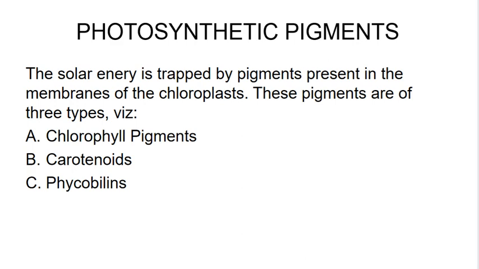Then we come to carotenoids. Carotenoids are lipoid compounds and they are widely distributed in the plants, and they have been reported from photosynthetic bacteria, algae and all higher plants. So they belong to a large group of compounds called terpenoids. Carotenoids are of two types: carotenes and carotenols.